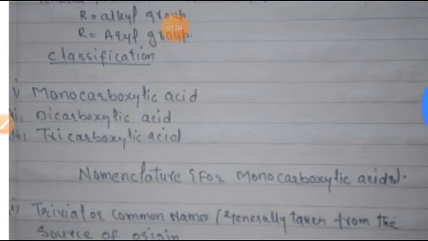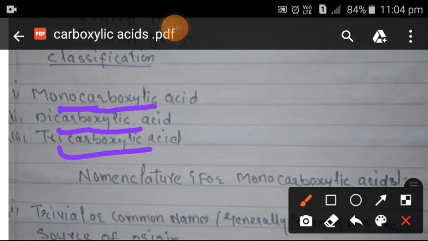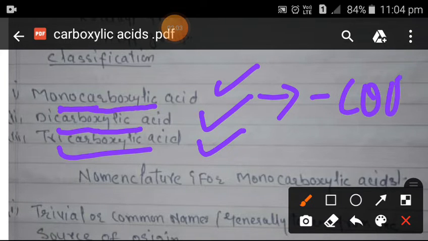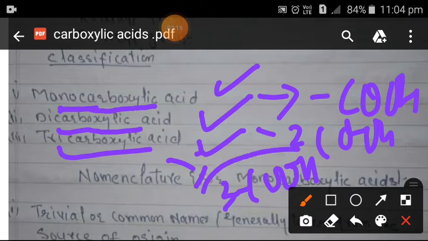So here we have classified the carboxylic acids into three types: monocarboxylic acids, dicarboxylic acids, and tricarboxylic acids. Okay, we will see them one by one. Mono means there is only one carboxylic group, di means there are two carboxylic groups, and tri means there are three carboxylic groups present in the molecule. Accordingly, they are named monocarboxylic acid, dicarboxylic acid, and tricarboxylic acid.